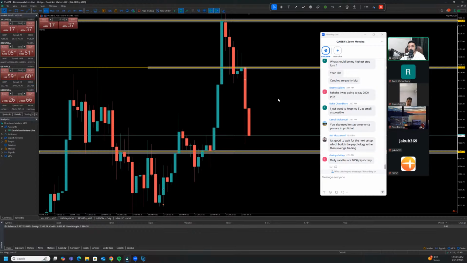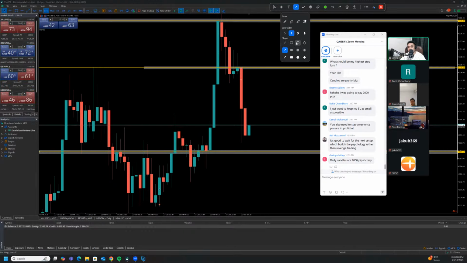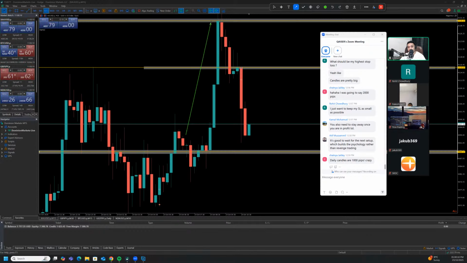You also need to stay away once you are in profit. Exactly the same rule applies. If you make some money, stay away from there. Look at this one. Today is the third day and London did the same thing. It went up, showing strong bullish momentum, created a support, then broke the support. Look at this one again, it's pushing downside. Wow, it's the third day. This is something I'm noticing, and it's reacting in the same way.